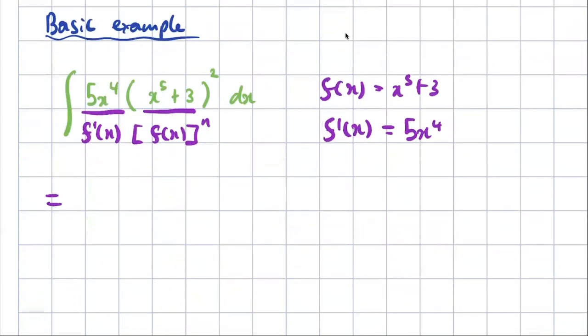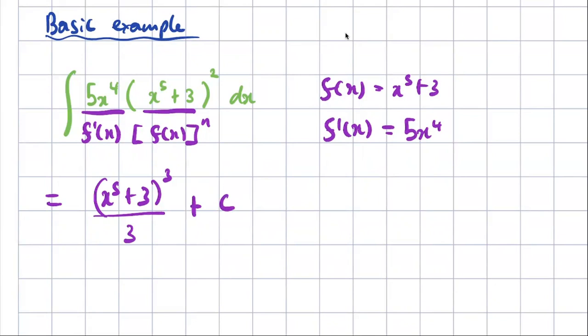Doing that, we simply take whatever is in here and raise that bracket to a new power. So add 1 to the power, so x to the 5 plus 3 to the power of 3. Then we divide by the new power, and because it's an indefinite integral, we just add a constant on, okay? It's as simple as that. That's our most basic example.